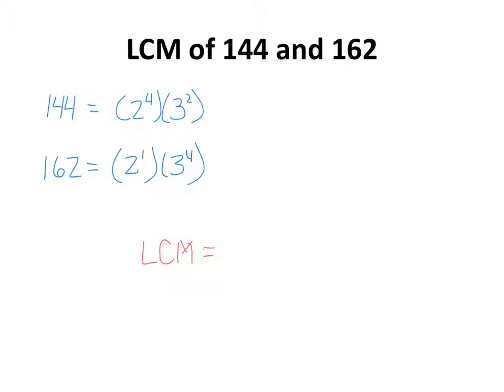Once we have our prime factorizations, for the powers of 2, we're going to choose the larger power of 2, in this case 2 to the power of 4. And for the powers of 3, we will again choose the larger power of 3, 3 to the power of 4, and the least common multiple for this pair of numbers will be 1,296. Notice that that would take a fair amount of time if we were writing out lists.